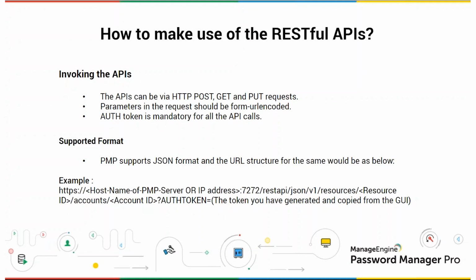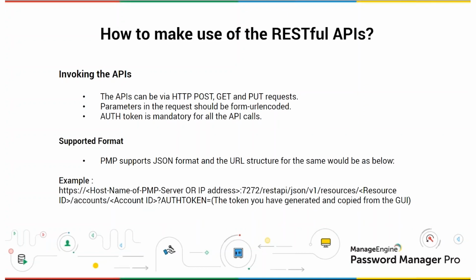You can see an example of the URL structure right there. So you have to provide the HTTPS, how you access Password Manager Pro with the port number, or if it's 443, no port number, and you see a JSON request using REST API, and the auth token is right here. This is an example of an input data, or it's a get request to get the resource ID or account ID right from Password Manager Pro.